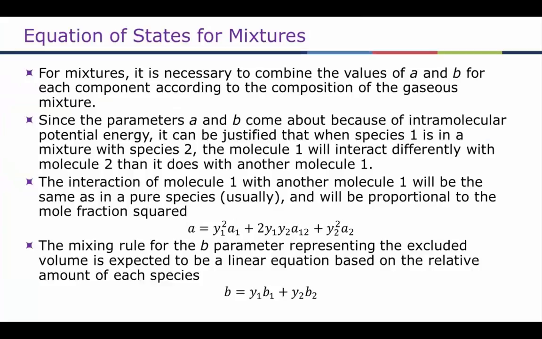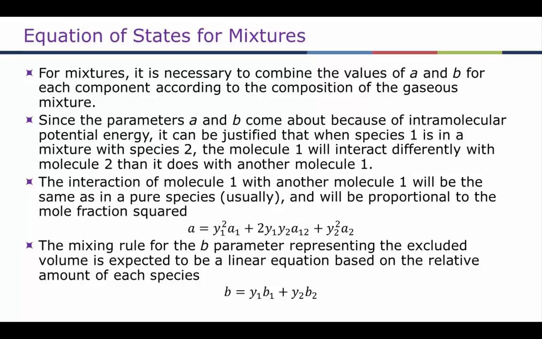When it comes to estimating equations of state for mixtures, it becomes even more difficult because now we need to account for the critical temperatures and critical pressures of all the different gases. So often we have to come up with very complex equations, and the parameters A and B must account for all the different gases. Since the parameters A and B come about from intermolecular potential energy, it can be justified that when species 1 is in a mixture with species 2, the molecule will interact very differently with the second molecule than with other molecule 1.